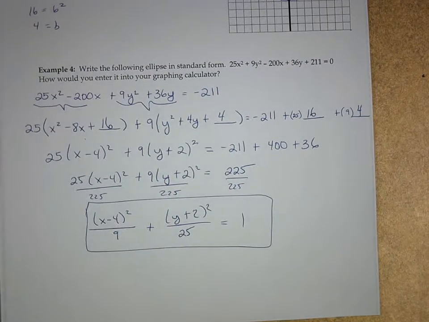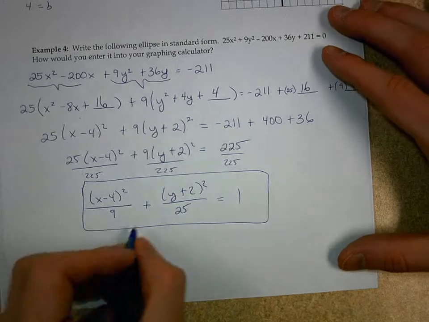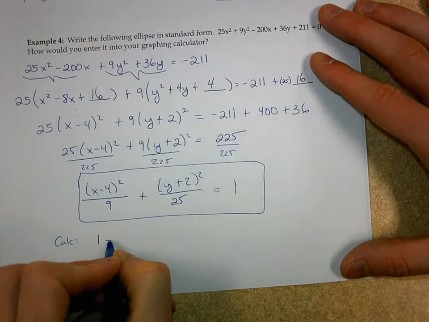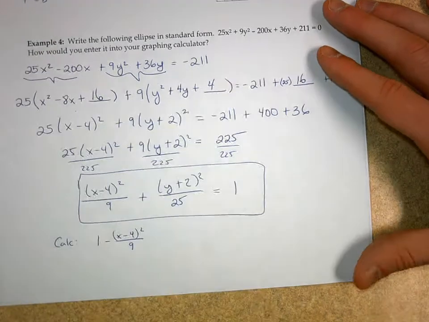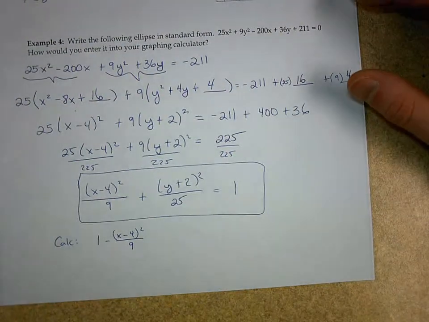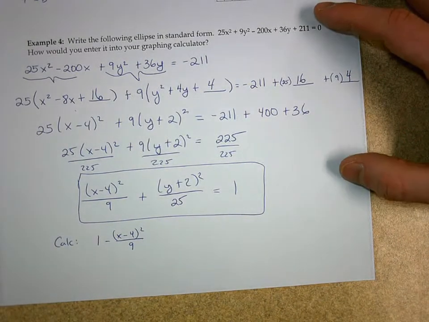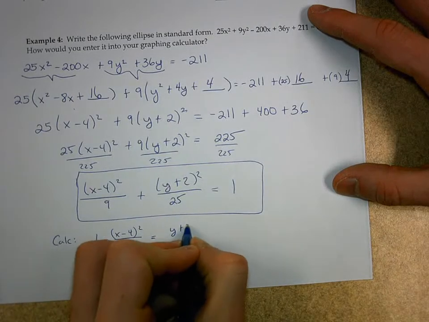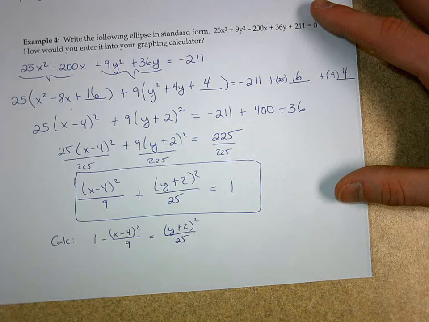Finally, if I were to enter this into my graphing calculator, what I would do is the same thing we did before, where we would solve for y. In this case, I would move my x quantity over. So for the calculator, we would have 1 minus (x minus 4) quantity squared over 9. Subtract that piece over. Then I'd multiply both sides by 25 to get rid of the 25 in the denominator, since this is really equal to (y plus 2) quantity squared over 25.